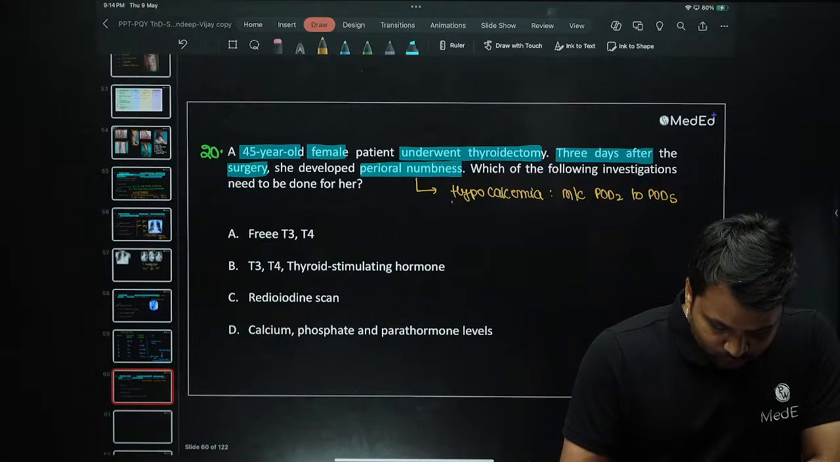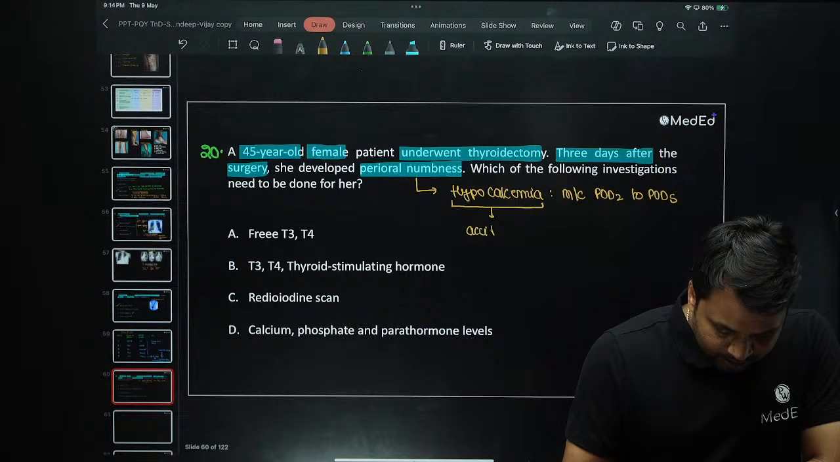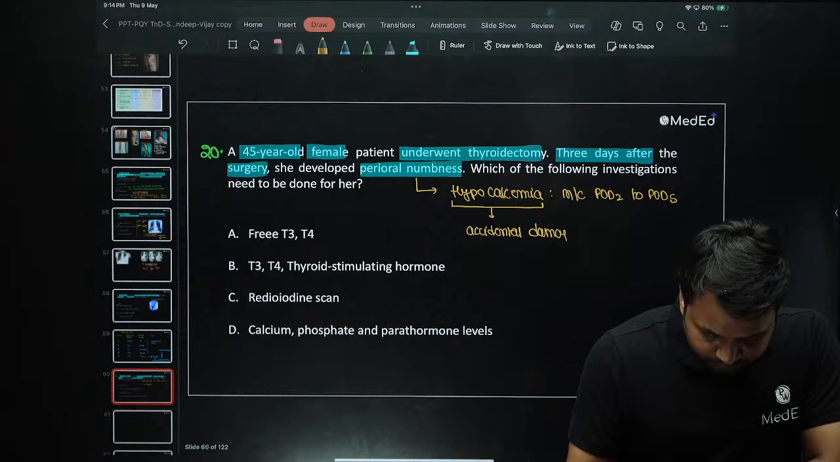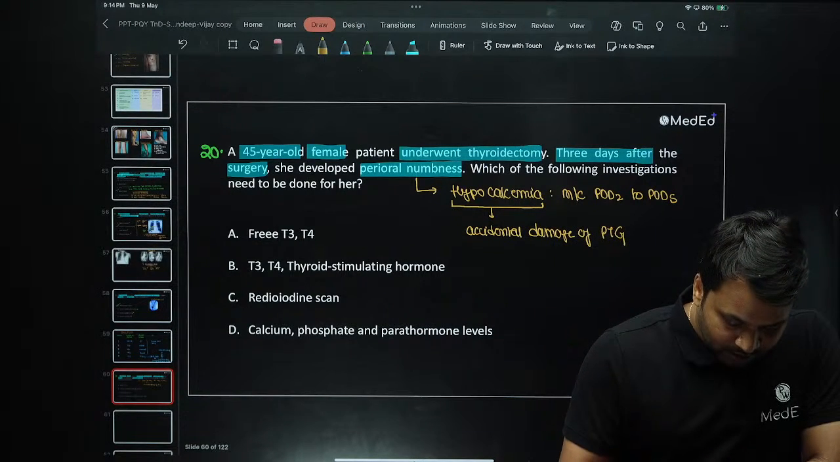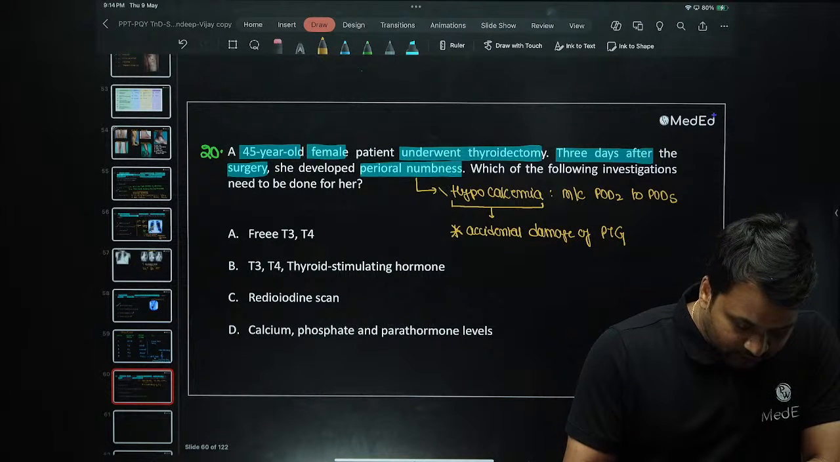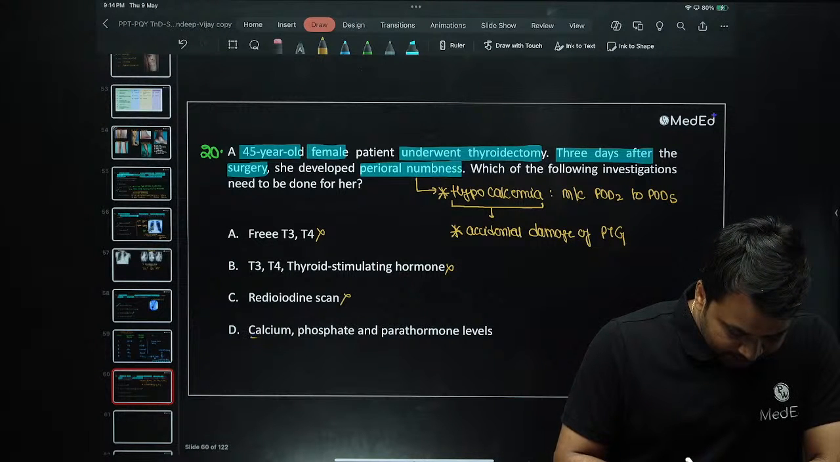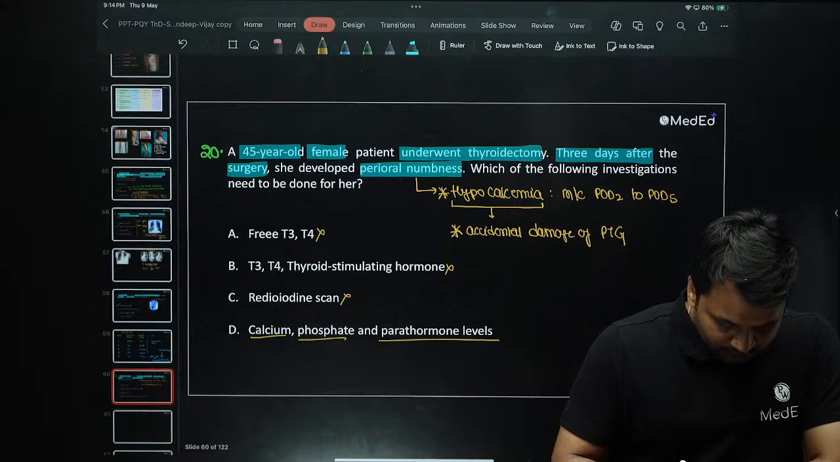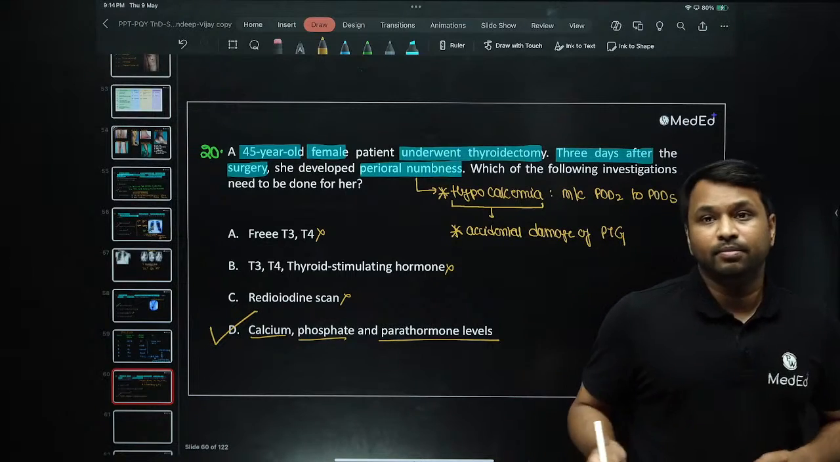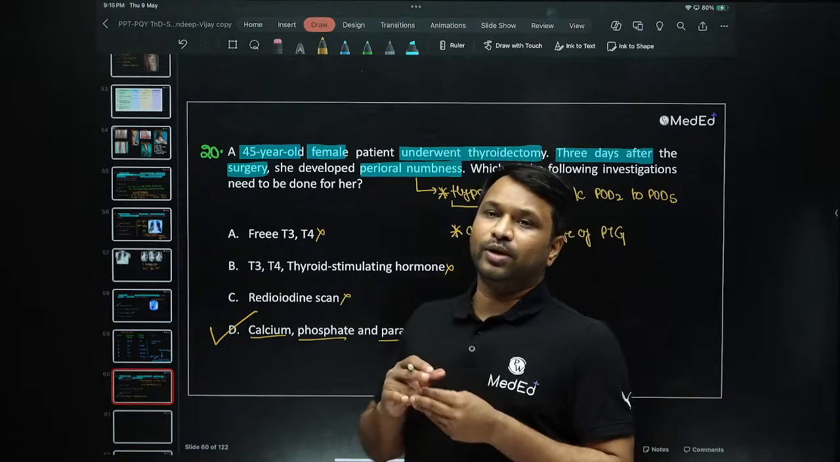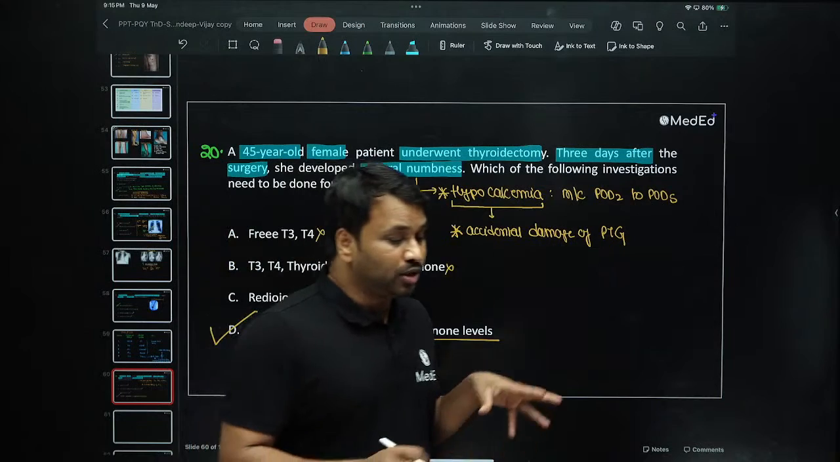Now, post-operative hypocalcemia can be due to an accidental damage of the parathyroid gland. If you want to evaluate this, what will you do? I'm not looking for T3, T4, TSH or the radioactive scan. I need the calcium level, the phosphate and the parathyroid hormone level. So the answer here is going to be D, because post-operative hypocalcemia will present with perioral tingling and numbness.